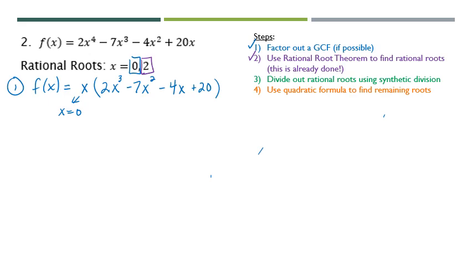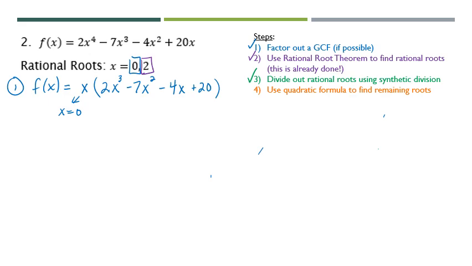Okay, now when I start with step 3, I have to use synthetic division. This is a little bit tricky because I don't have to worry about that 0 anymore. I'm going to go straight to using the 2. And the reason I don't have to use the 0 is because I've already factored it out.